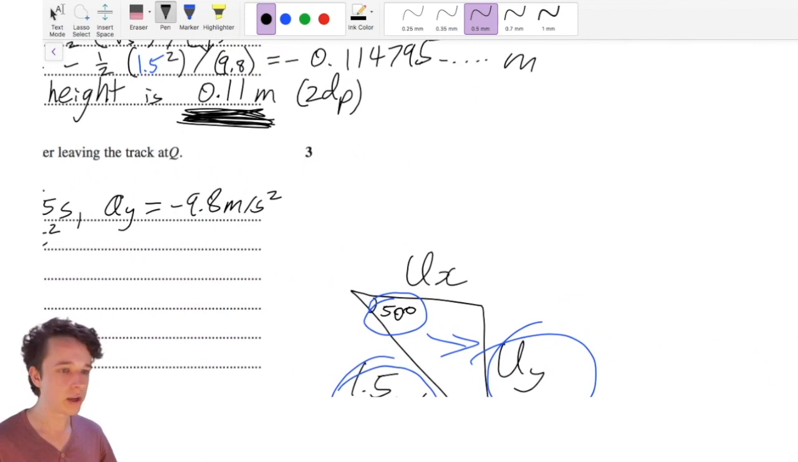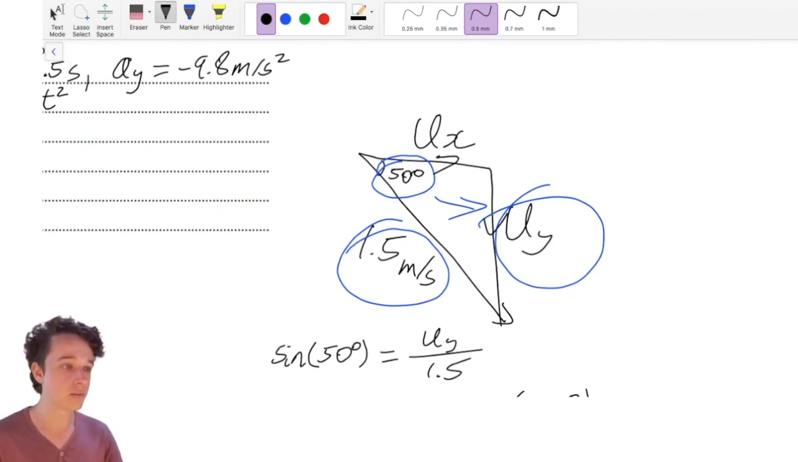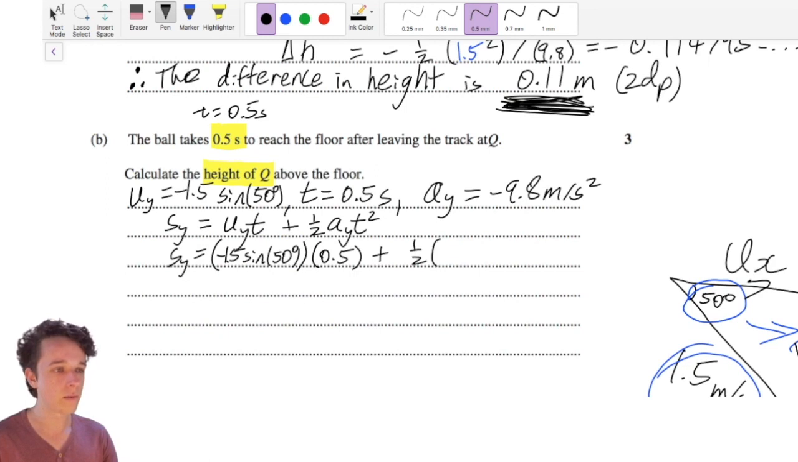Actually, I need to be a little more careful, because this ux is going to the right and this uy is going down. So the value of uy is actually going to be negative. I should have been more careful about this. So uy is actually negative 1.5 multiplied by sine 50 because it's going in the downwards direction. Okay, so sy is equal to, and we're just going to sub in these values now: negative 1.5 multiplied by sine of 50 degrees, all multiplied by 0.5 for the time, plus half of negative 9.8 multiplied by 0.5 squared.